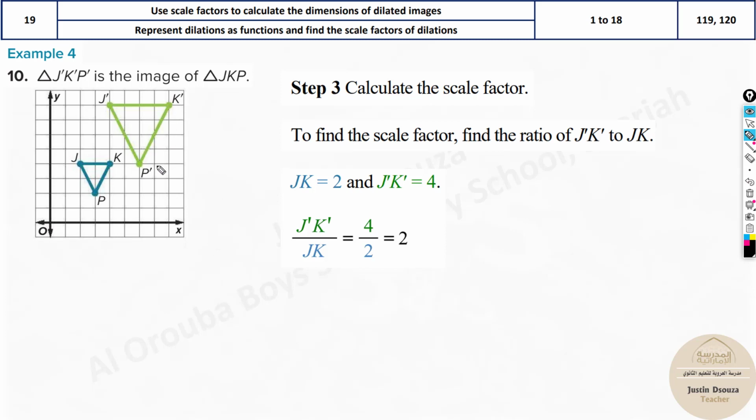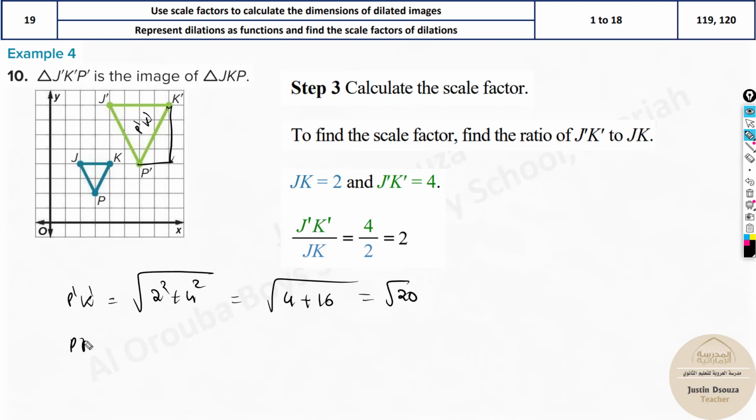Now, I will just show you by using the Pythagoras theorem. 2 and 4, right? So this hypotenuse P dash K dash, the dilated image, will be the square root of 2 square plus 4 square. The answer will be 4 plus 16, that is root 20. Now what is PK? PK is over here, the hypotenuse, 1 and 2, isn't it? So it will be the square root of 1 square plus 2 square. 1 plus 4, that is square root 5.